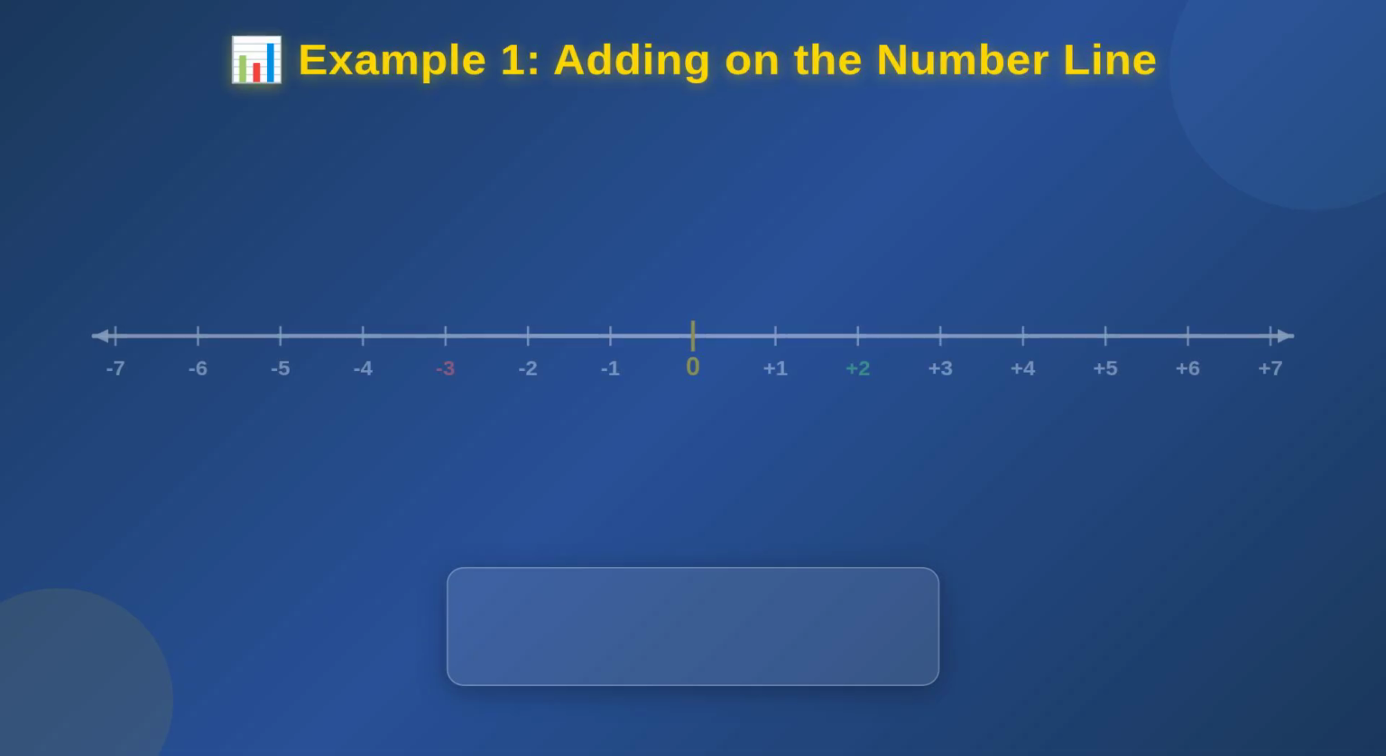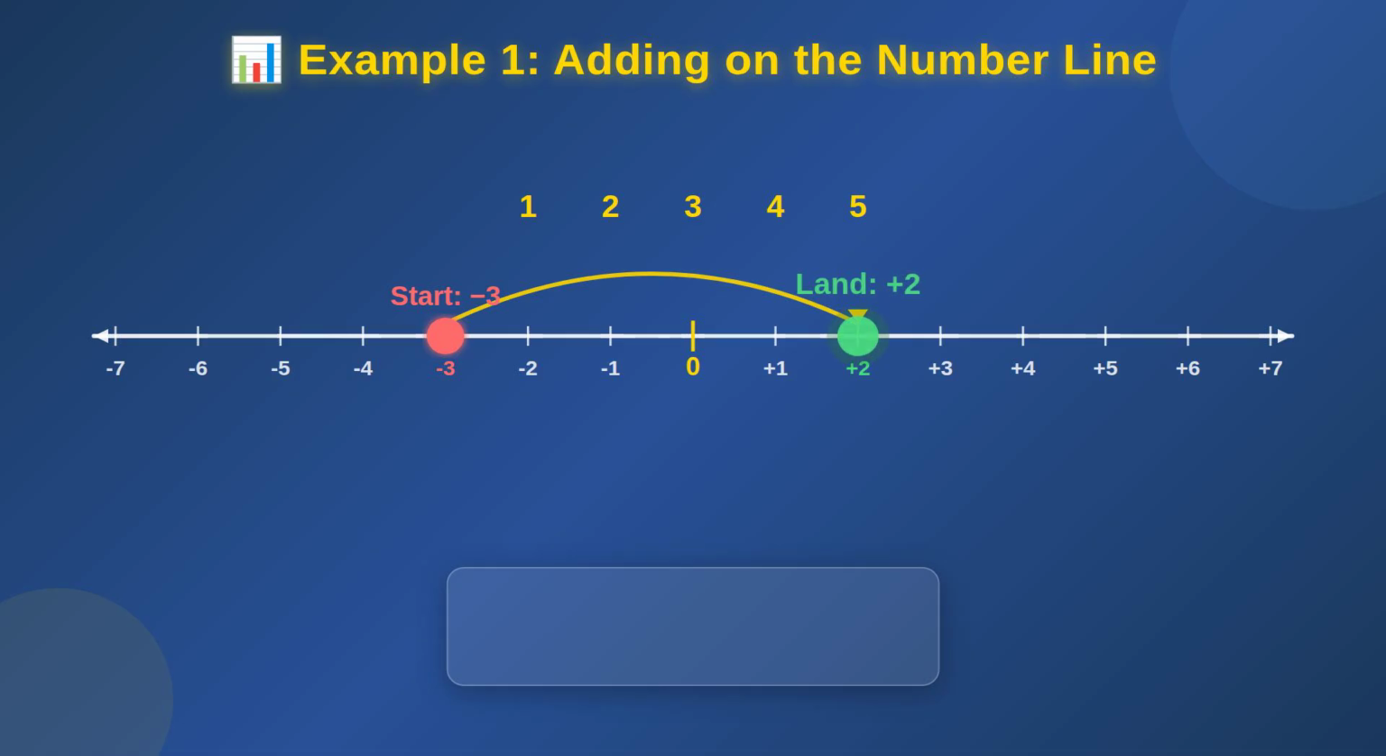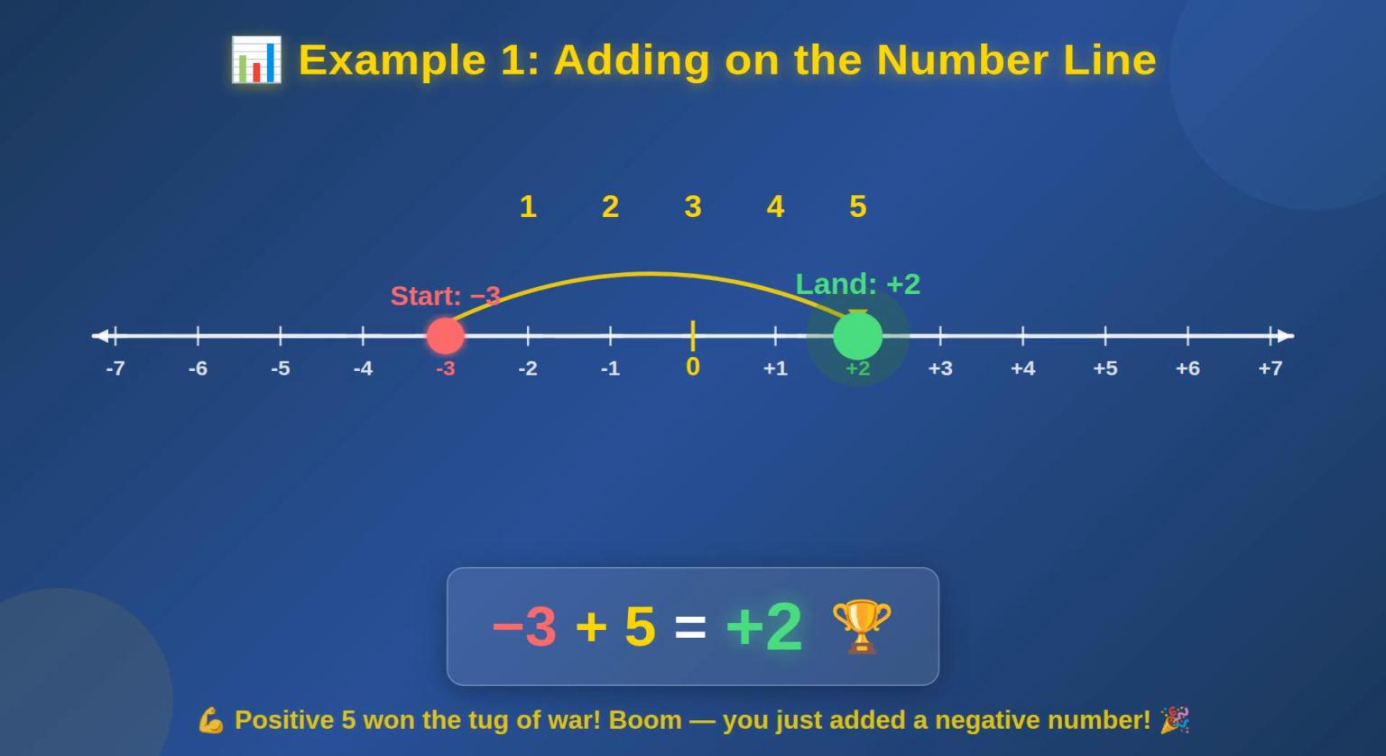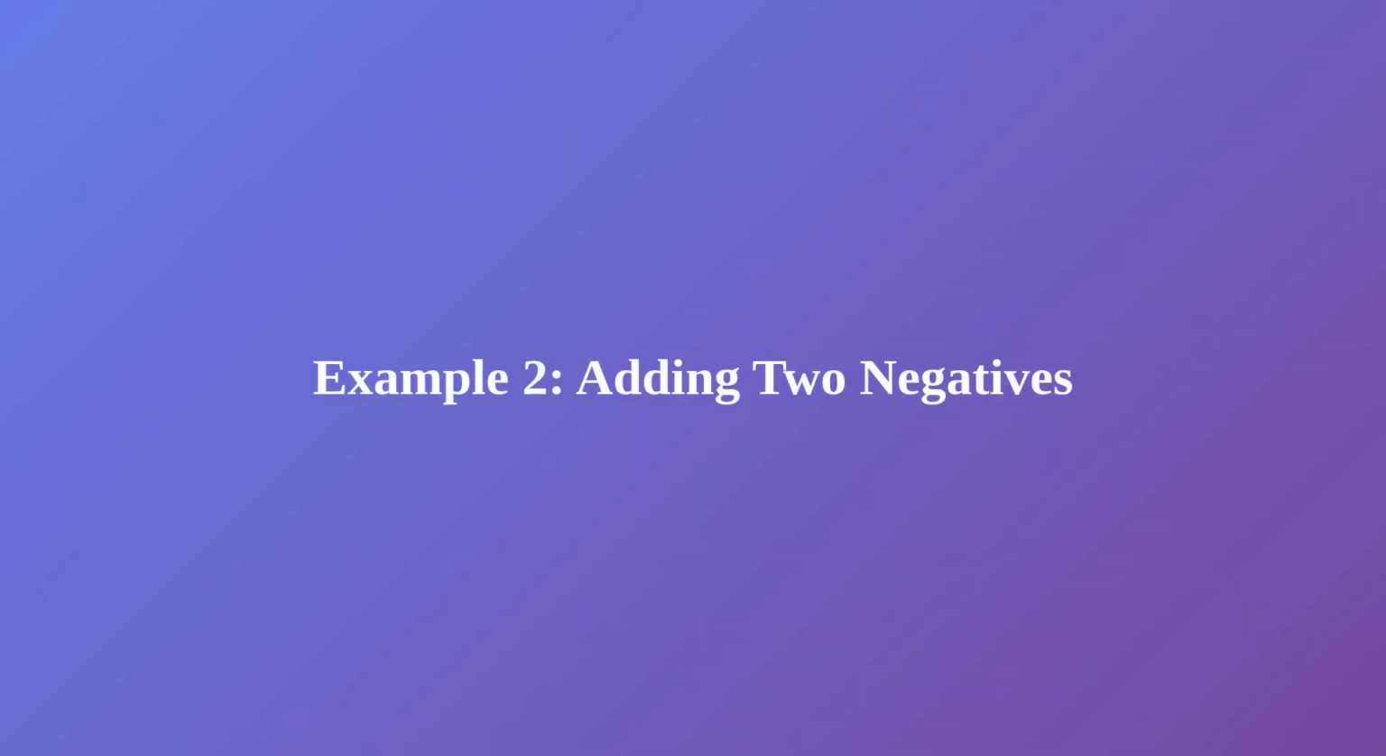So cool, right? Let's try our first example, -3 plus 5. We'll use the number line to see exactly what's happening. We start at -3, find it on the left side of 0. Now we're adding +5, so we move 5 steps to the right. 1, 2, 3, 4, 5. We land on +2. So -3 plus 5 equals +2. Notice how we started in the negatives, but adding a bigger positive number pulled us all the way over to the positive side. The +5 was stronger. It won the tug of war. Boom. You just added a negative number.